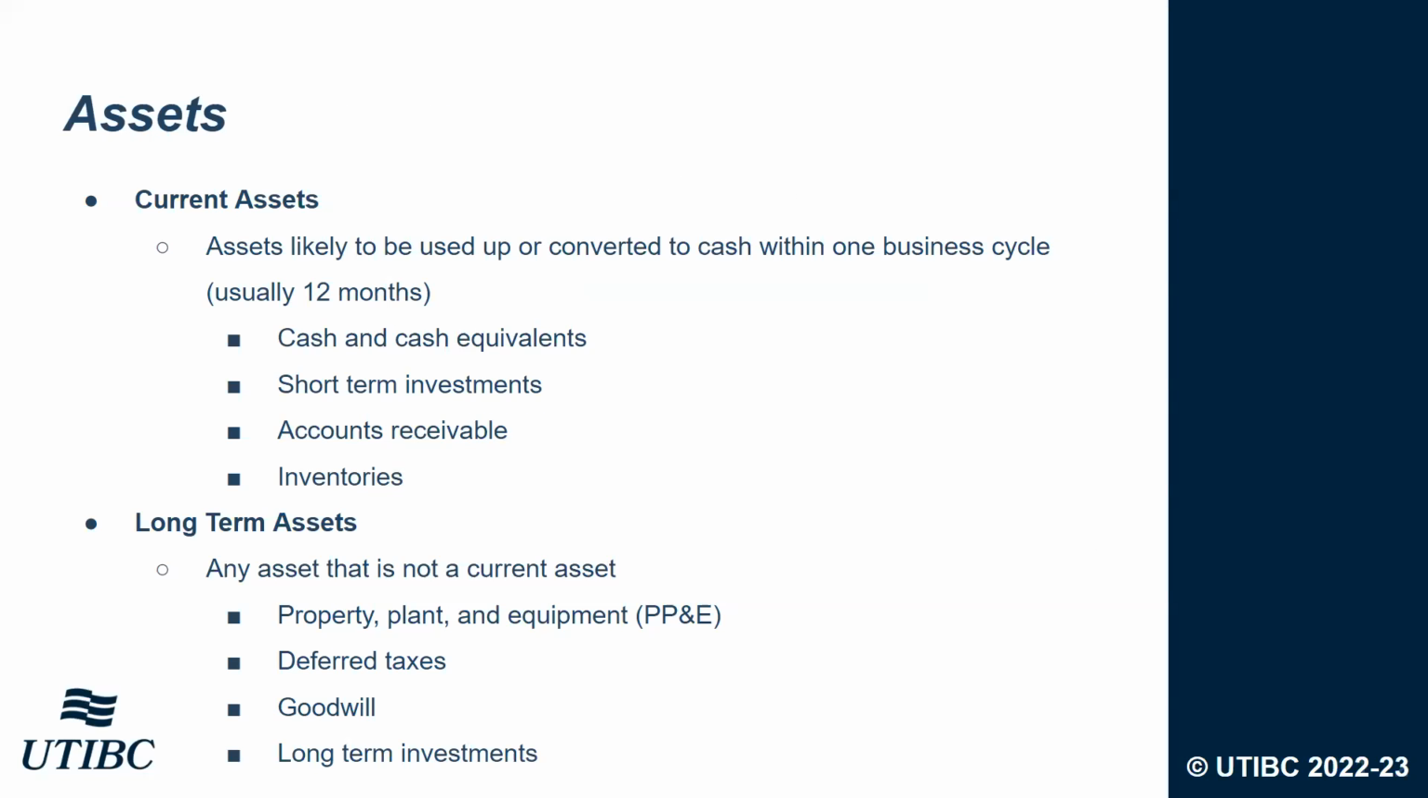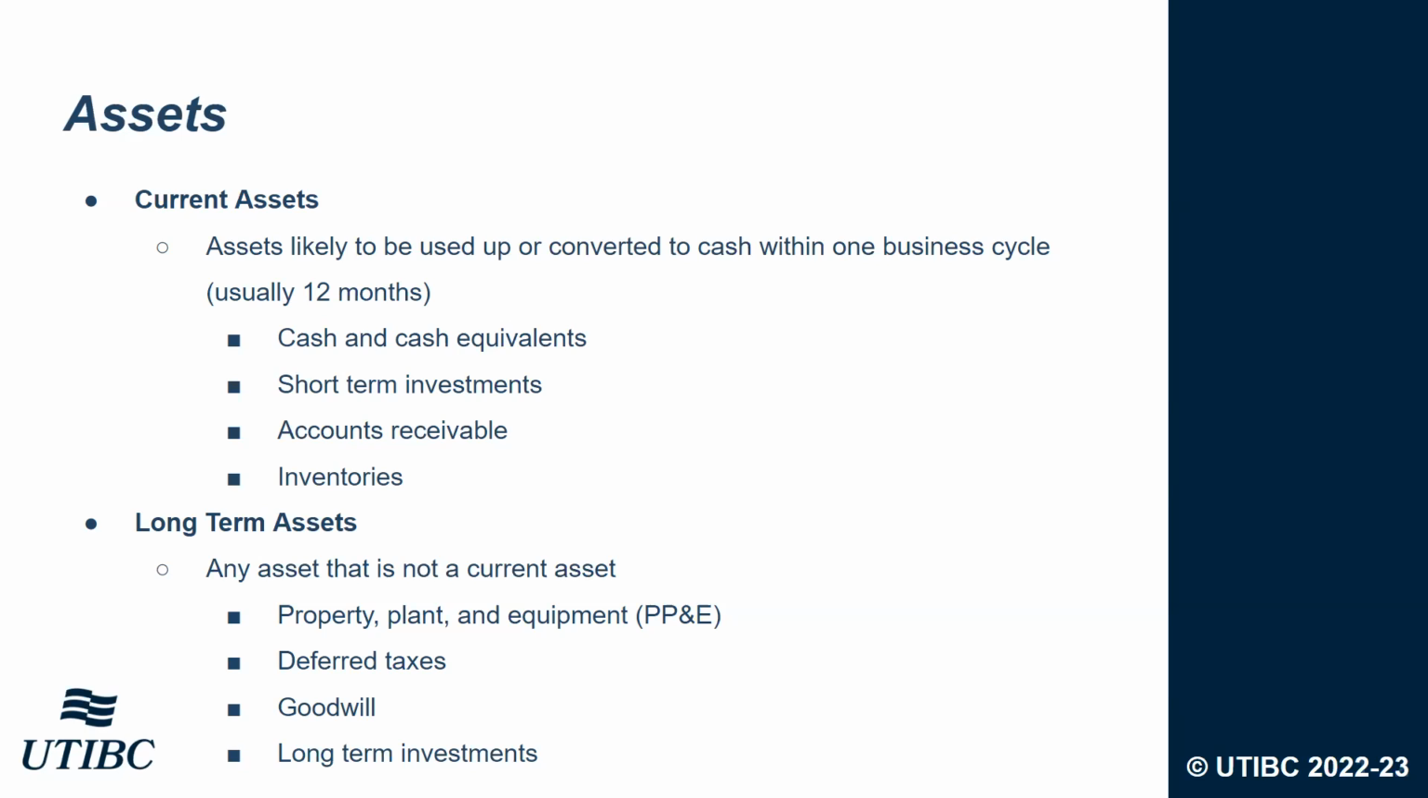And so we get to the first part, assets. Assets can be divided into two main parts, current and long-term assets. Current assets are assets that are used up or converted to cash within one business cycle, usually with very high liquidity. Some examples of this are cash and cash equivalents, such as currency and short-term bills. Others are short-term investments, accounts receivable, and inventory.